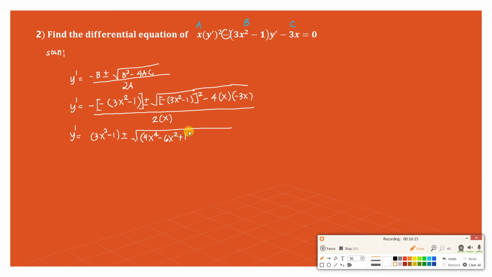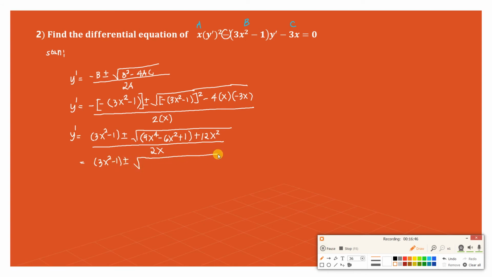So, ganun yung pag-expand natin ng binomial expansion. Next, negative times negative is positive. 4 times 3 is 12. X times x is x squared. Okay, all over 2x. Okay, continue tayo ulit. So, we have 3x squared minus 1 plus minus.